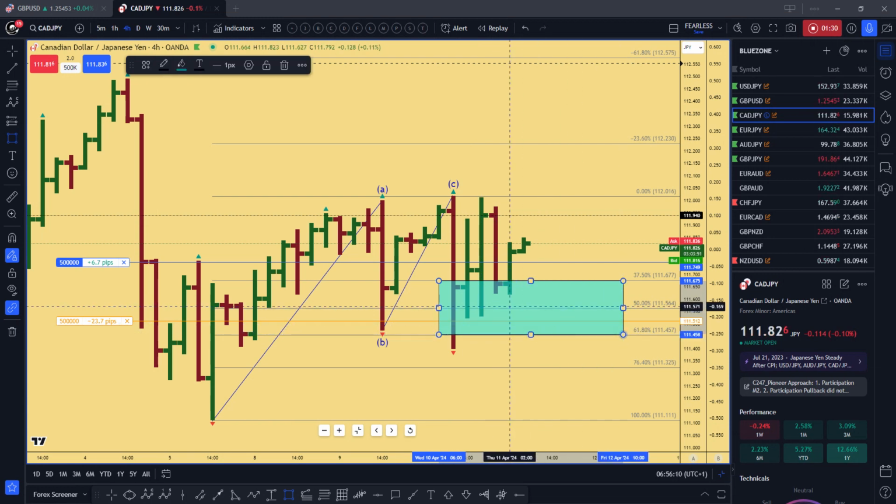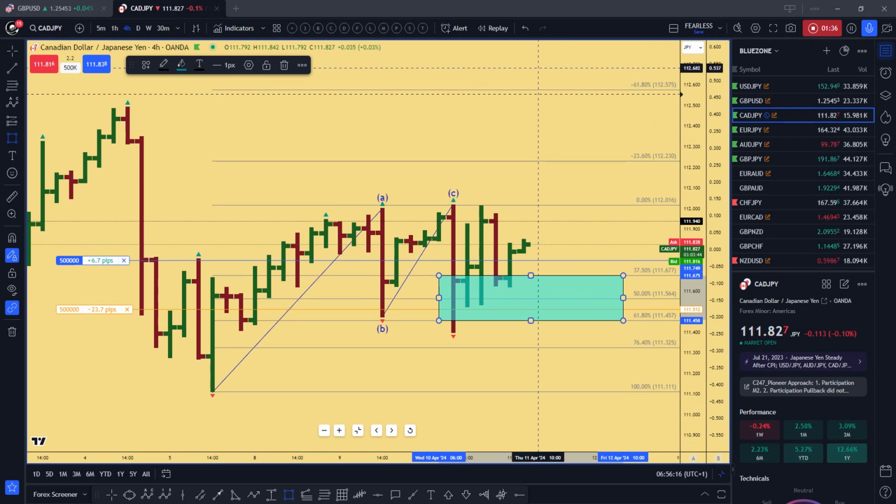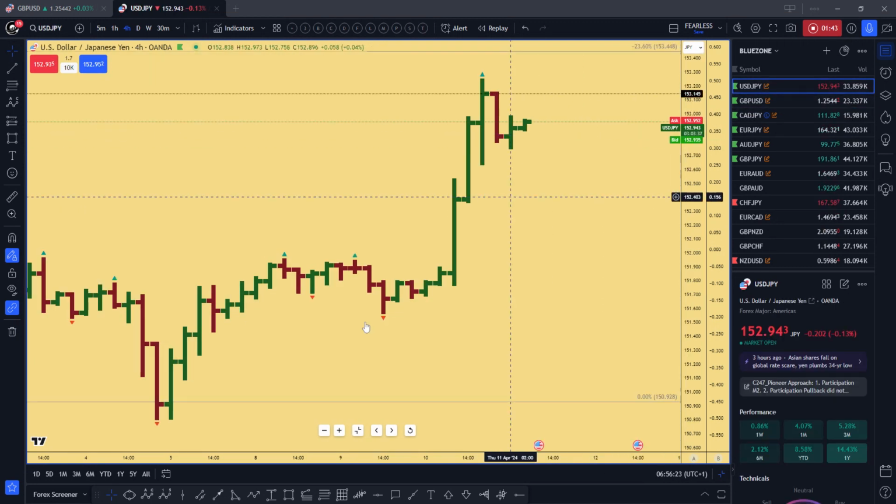And the trade is still on, okay. This is the first target, this is the second target, and the price may continue further. Okay, so that's the Canadian dollar, Japanese yen. Let's look at the dollar yen.